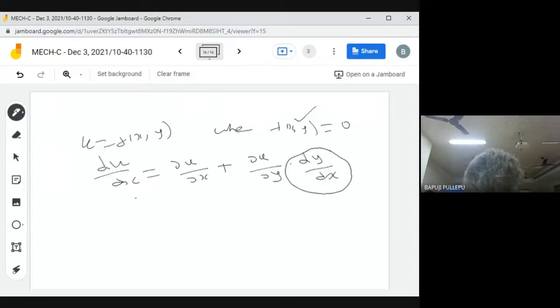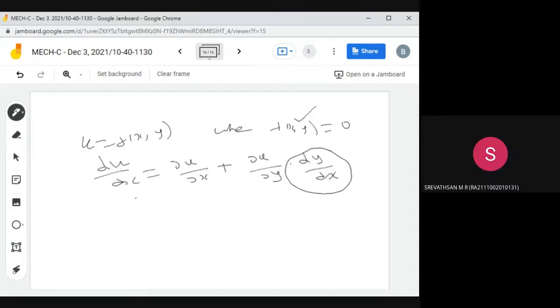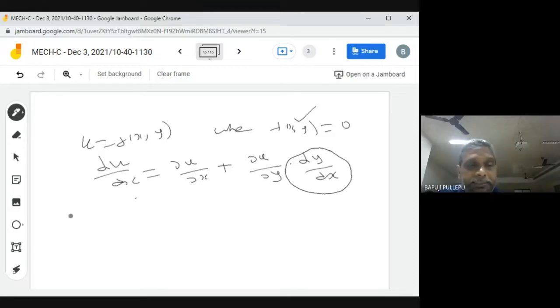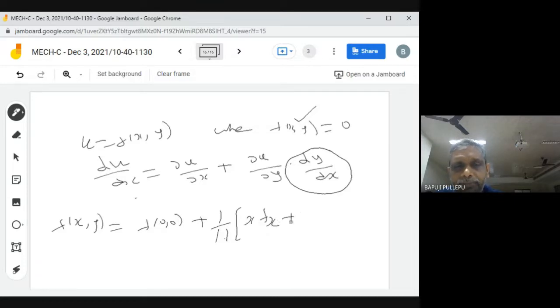Then next, what is there in our chapter? Next topic is maximum minima or Lagrange's expansion? Taylor's expansion. Suppose Taylor's expansion of f of xy about the origin. What you will do? f of 0 0 plus 1 by 1 factorial into x into fx at 0 0 plus y into fy at 0 0.